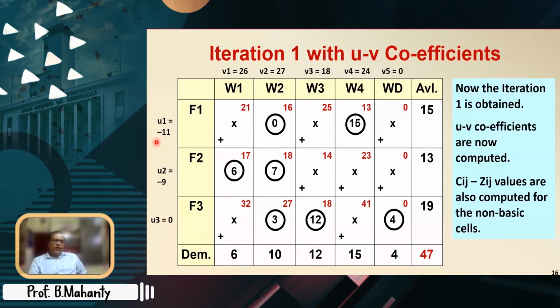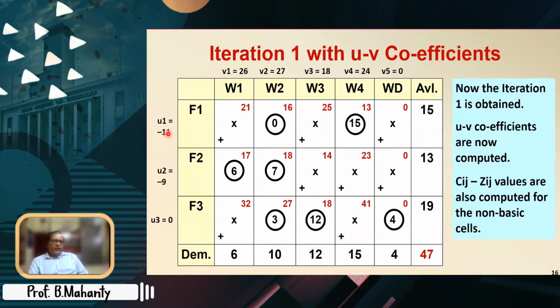Cross check is also required. -11 and 27, 16. -11 plus 24, 13. -9 plus 26, 17. -9, 27, 18. 0 and 27, 27. 0 and 18, 18. And 0 and 0, 0. So you should have a knack of computing these UV coefficients quickly. And thereafter, for the non-basic variables, we compute.